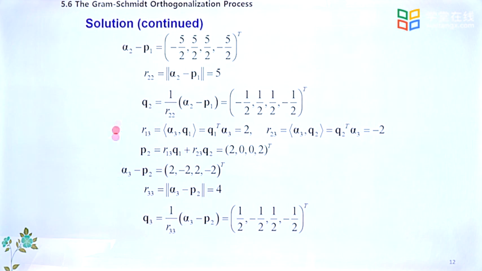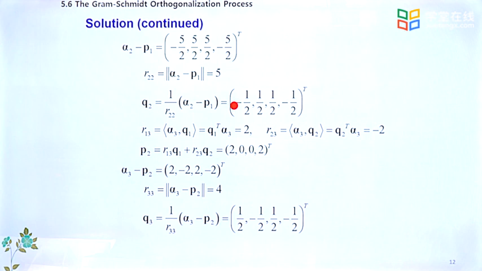After you get P1, you use A2 minus P1. So this column vector is orthogonal to the span of Q1. And then you do this computation. You compute the length of A2 minus P1. The length of this vector equals 5. Then the next orthonormal basis vector Q2 just equals this vector A2 minus P1 divided by its length R22. So it's this column vector.